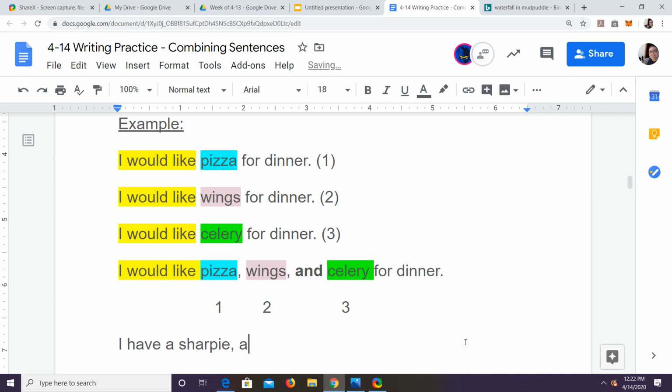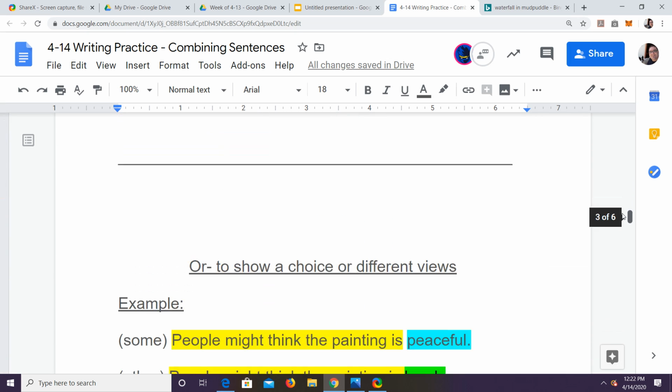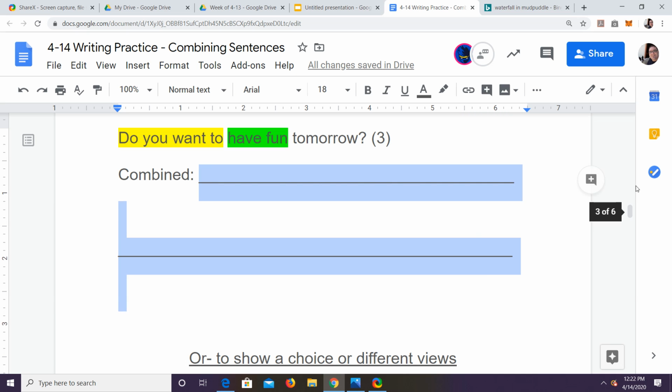All right. Well, let's show you some other examples. So this is what you're going to try on your own. And of course, you always write your combined sentences next to combined. So you have these lines. You can take more space if you need it.